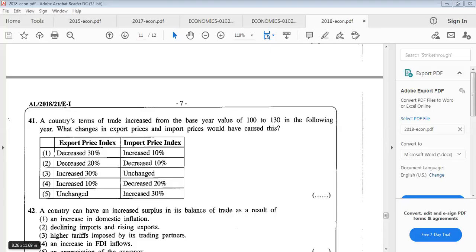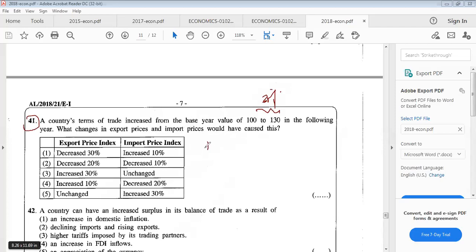This is 2018 paper, question number 41. A country's terms of trade increase from the base year value of 100 to 130. That means terms of trade has increased by 30% the following year. What changes in export prices and import prices would have caused this?